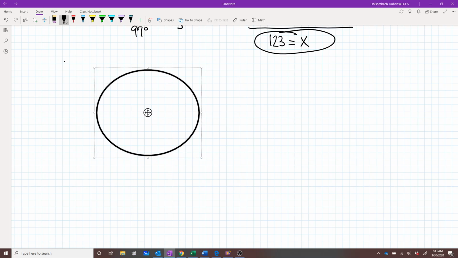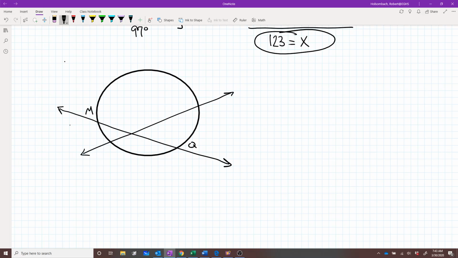Alright, in this example, we're going to have two secants intersecting inside of a circle. So here's a secant MQ, and another secant PN. We are looking for x degrees, and we are given a 55 degree arc and a 75 degree arc.